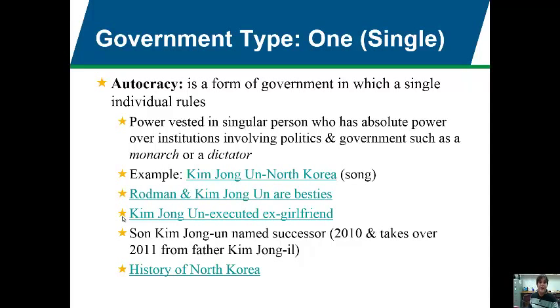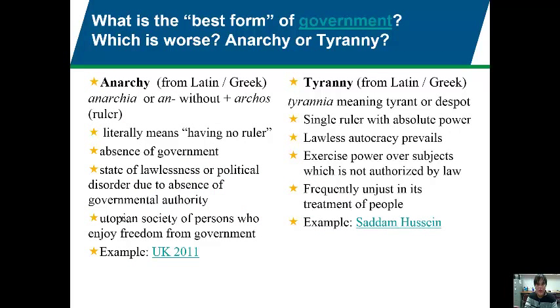Kim Jong-un has also become really famous recently because of The Interview, a movie that didn't get released, but you can reach it on YouTube if you're really curious about Kim Jong-un. But he is probably the best example of an autocrat, a single individual who rules an entire country. So let's go ahead and talk about anarchy and tyranny.